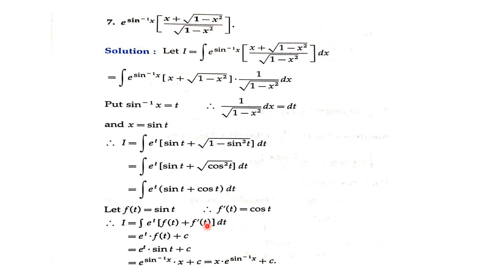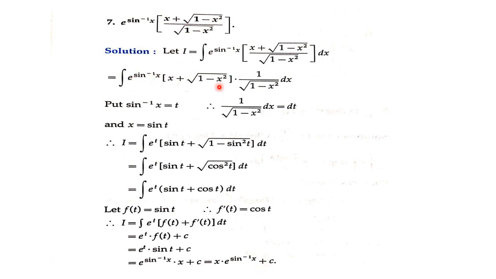This is a standard form again, hence by using the result we have e raised to t f of t plus c. But here we have to replace this t by the value of x. But what is this t? t is equal to sine inverse of x. So e raised to sine inverse of x into sine of t. What is this sine of t? x only, plus c, the constant of integration. Therefore we have x into e raised to sine inverse of x plus c.